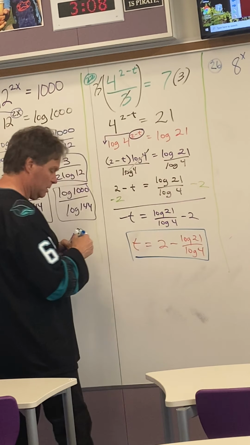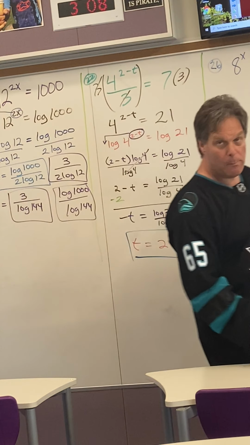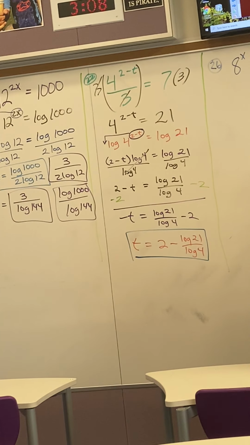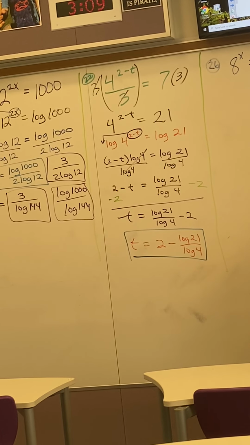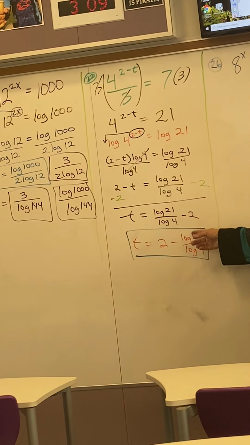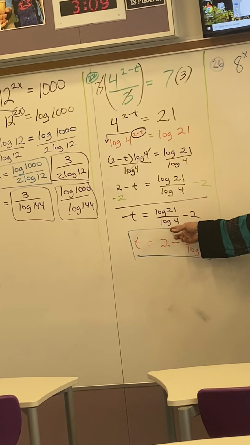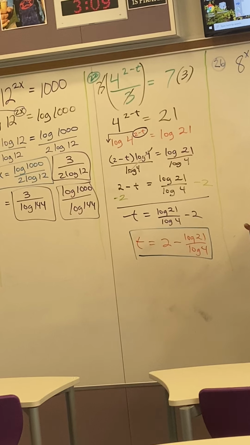If we want to convert it into a decimal, I don't know if I have it calculated up here. Oh, I don't have it. I'd have to figure it out. So let's see. Here's what I would do. I'd do log 21 divided by log 4, which gives me 2.196. That's just this guy. But notice what I'm going to do. Then I'm going to minus 2 from it.